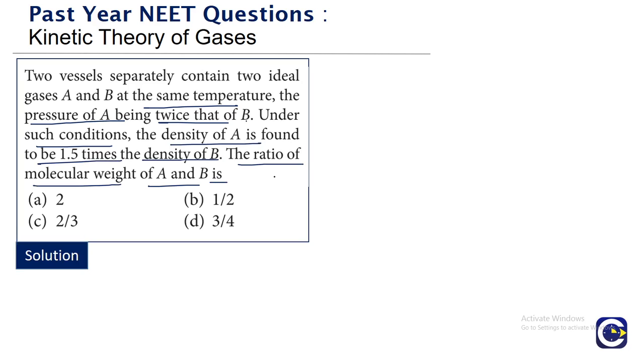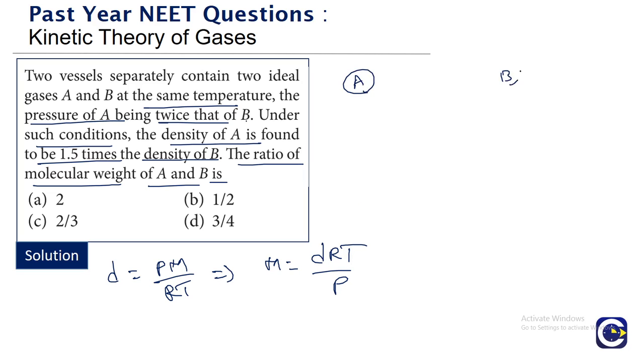So here we have to look at the density formula. Remember, what is the density formula? Density is equal to P into capital M by RT. So from here we can have the formula for the molecular weight, which is equal to dRT by P. d is the density, R is the gas constant, T is the temperature, and P is the pressure. So we'll have gas A and gas B separately.